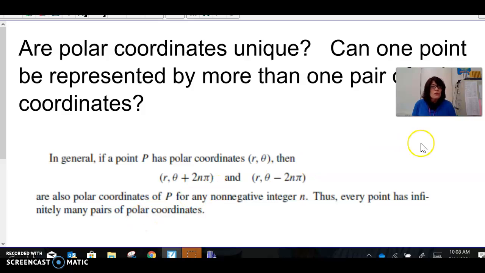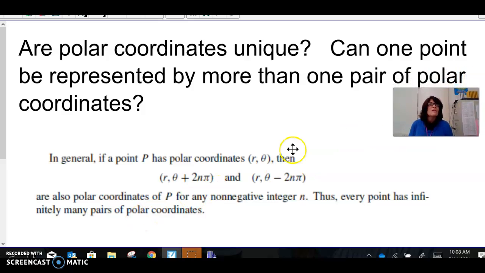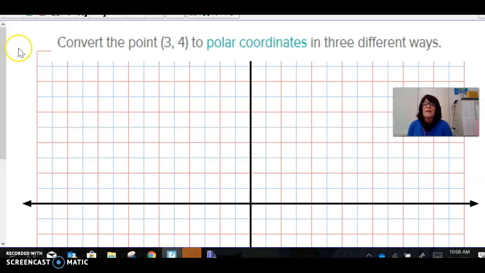Usually we're going to give the smallest positive angle. That's usually what we'll do. We won't call it 790 degrees. We'll pare that down to the smallest positive coterminal angle. So let's try it. Let's convert 3, 4 to polar coordinates. And I'd like you to give me 3 different polar coordinates that correspond to 3, 4.